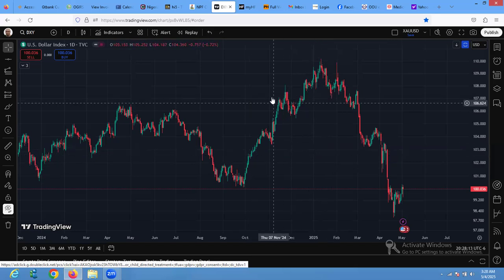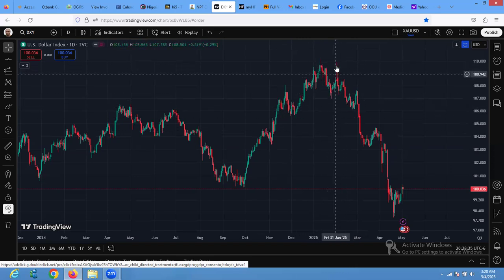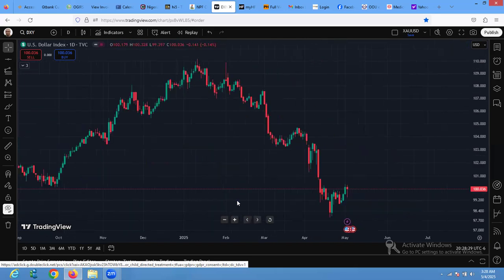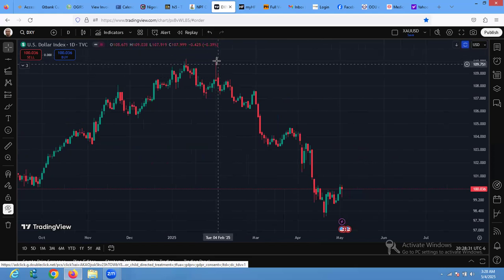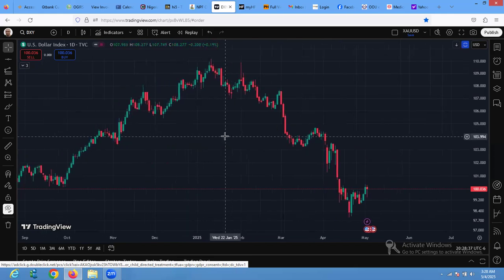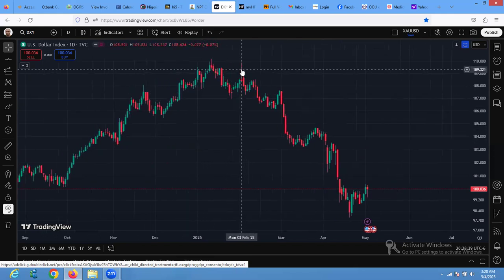Now, this is DXY on the daily time frame, and you can also use it on the weekly time frame. This here is a clear rejection. This move here is a clear rejection, and price was forced to the downside. But how do we read this rejection?